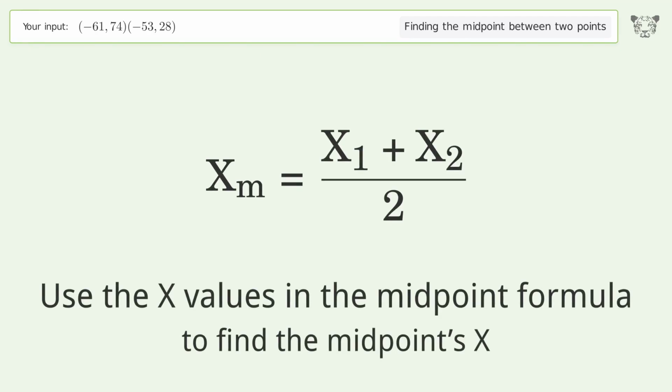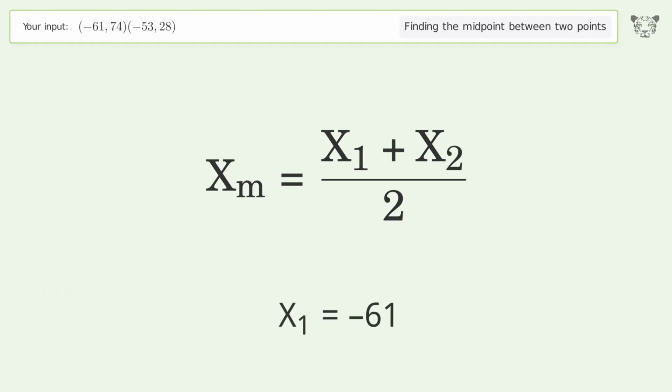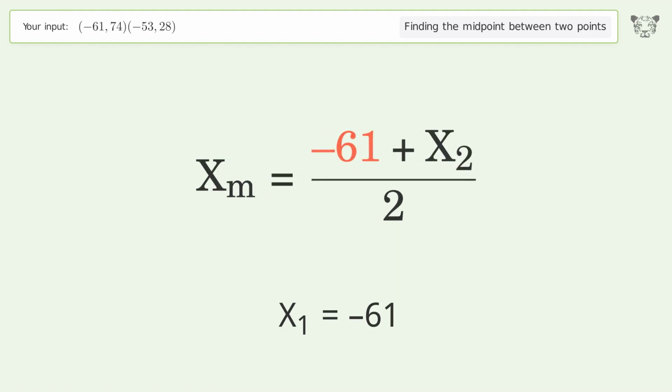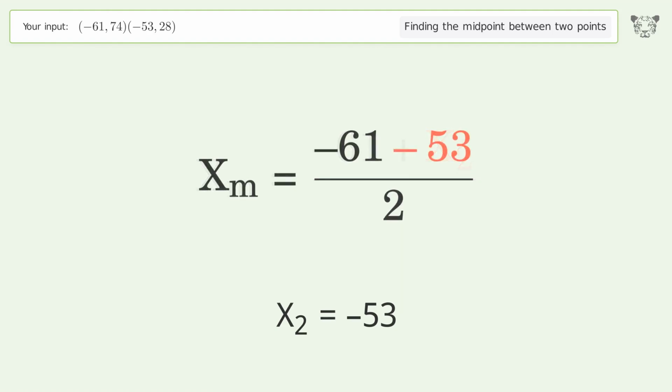Use the x values in the midpoint formula to find the midpoint's x. x1 equals negative 61. x2 equals negative 53. Simplify the arithmetic.